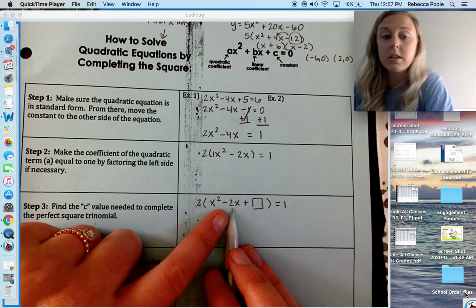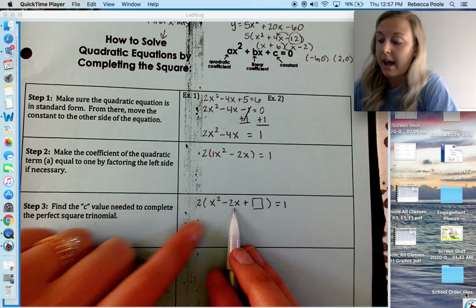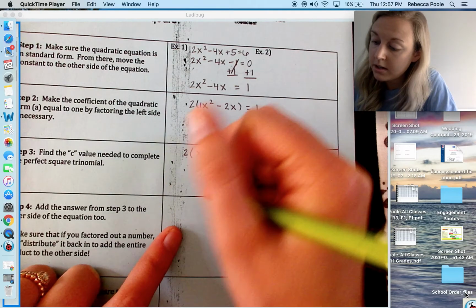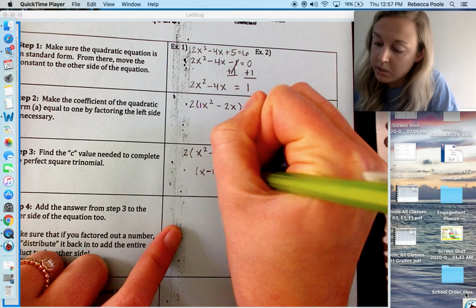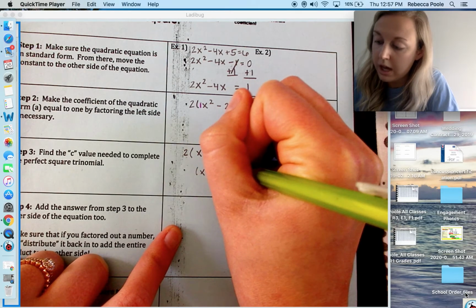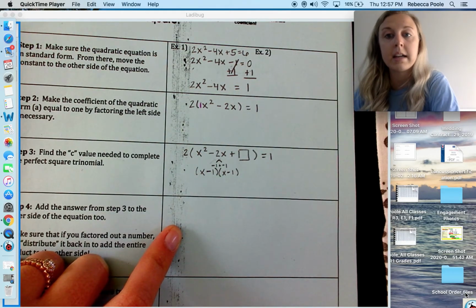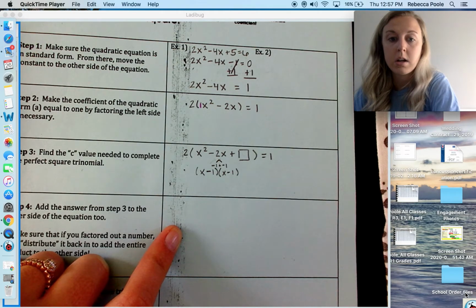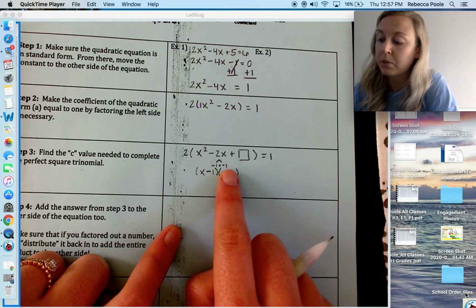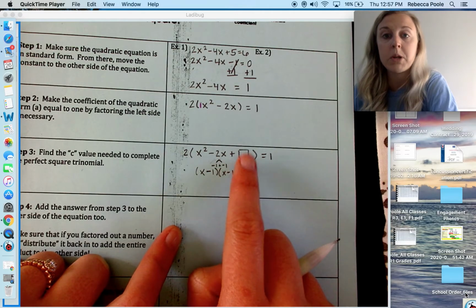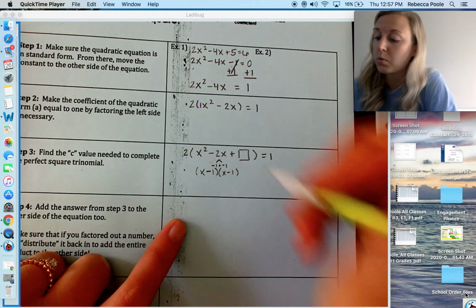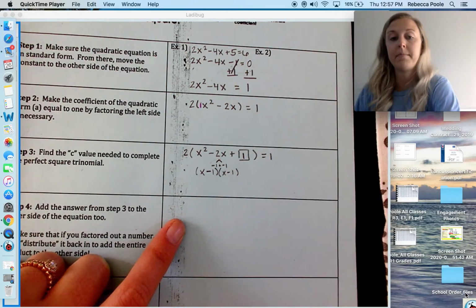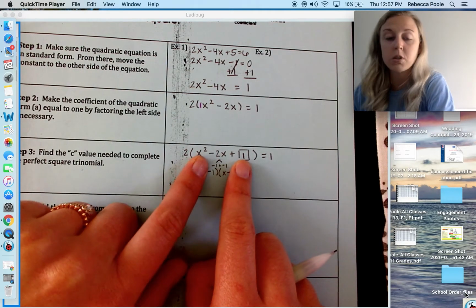So to get negative 2x in the middle, that means that we had x minus 1 and x minus 1, right? Because negative 1 plus negative 1 is going to give us a negative 2x in the middle, okay? So if we have negative 1 plus negative 1 to get negative 2 in the middle, remember the back number is just negative 1 times negative 1, or negative 1 squared, which is 1, okay? So now we have made this a perfect square trinomial.